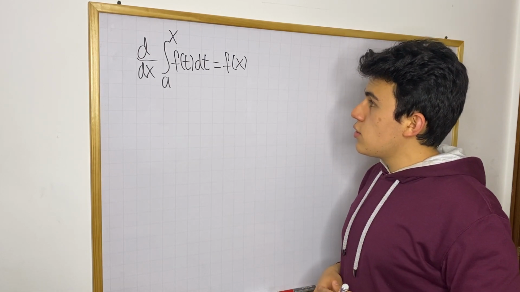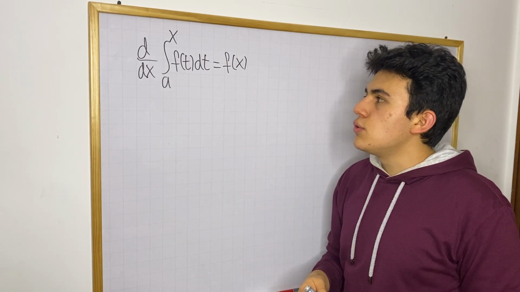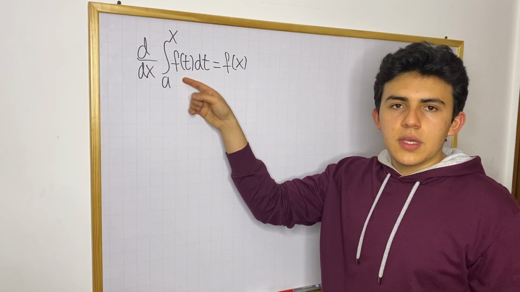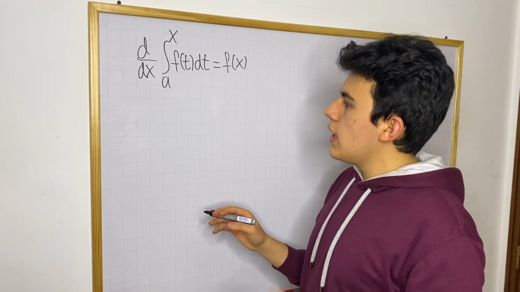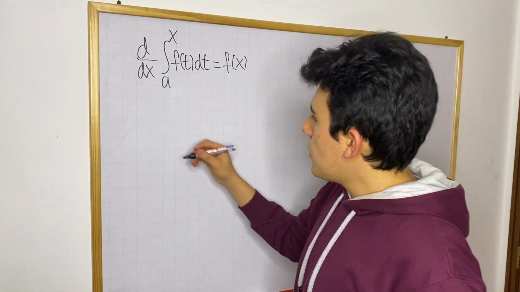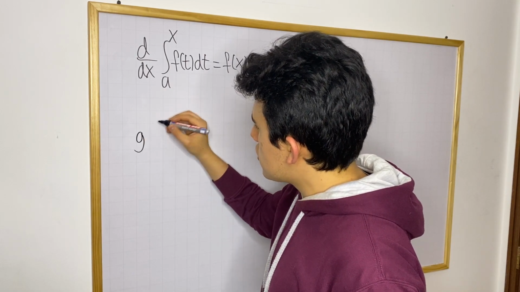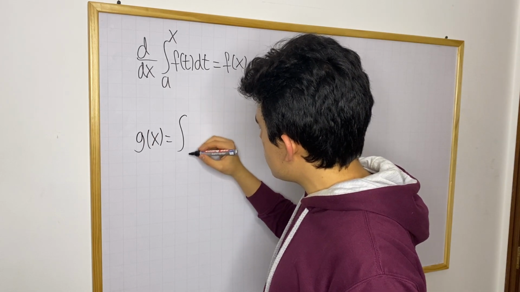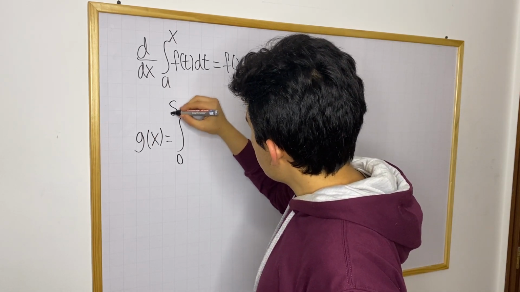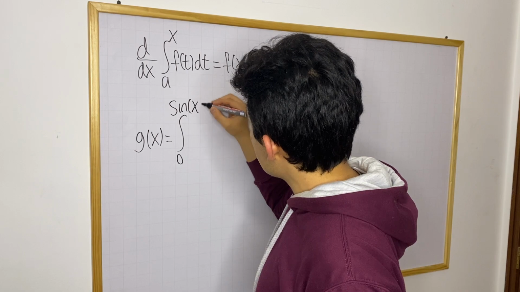So now let's get into the problem. This is the FTC2, and of course f has got to be a continuous function. That's one condition. So the example that I want to do today is this one. Let's say we have a new function, g of x, and let's say that g of x is equal to the integral from 0 all the way up to sine of x squared.